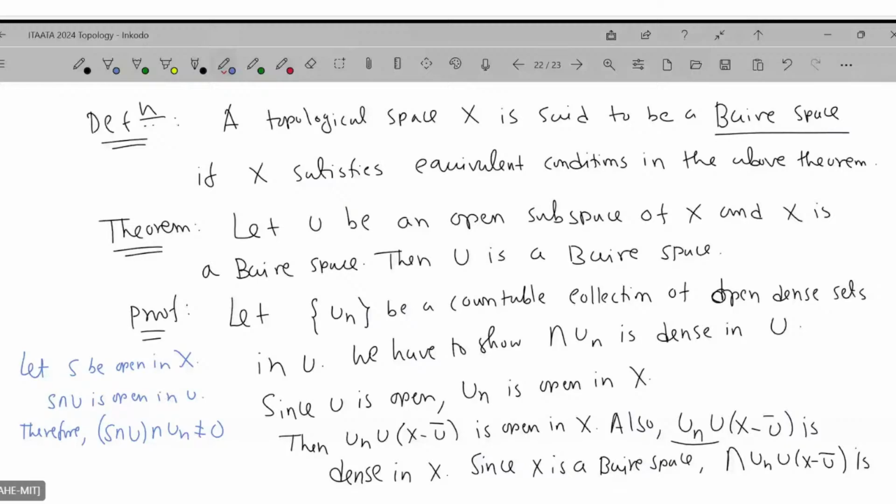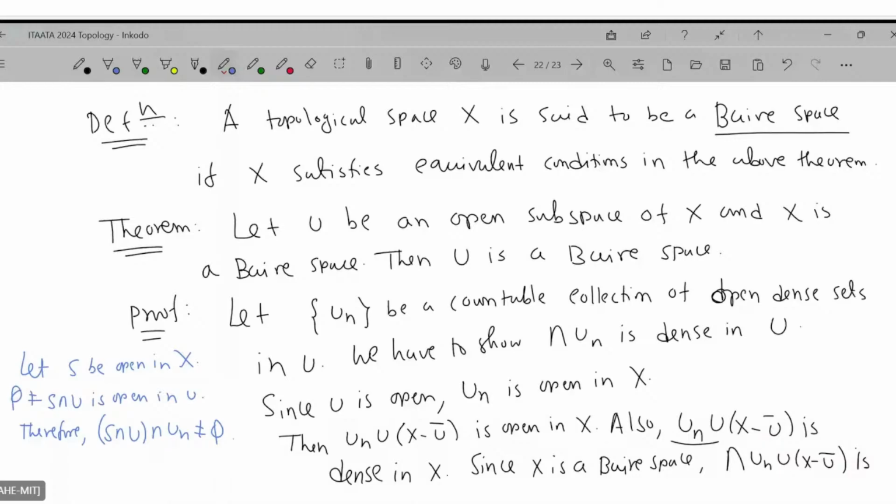So this intersection is non-empty. So that means S is intersecting UN. Yeah, if it is in U. Okay. Yes. If it is non-empty, then it is intersecting.